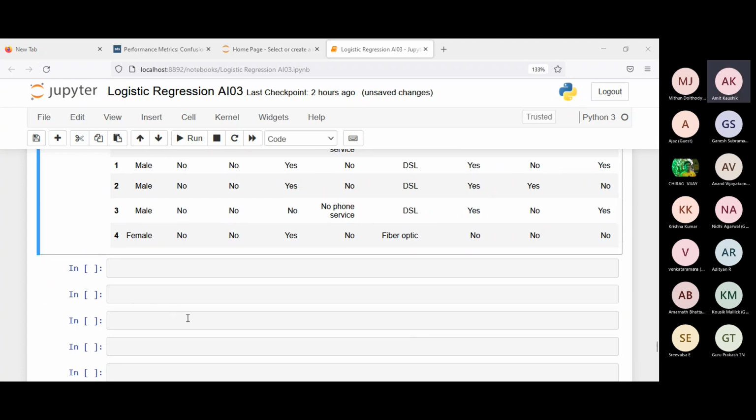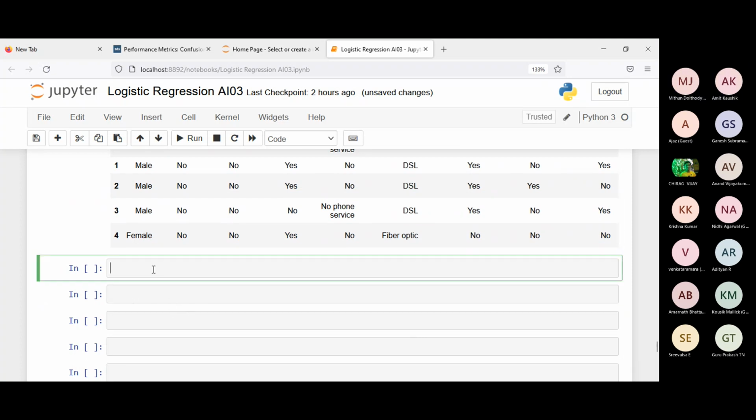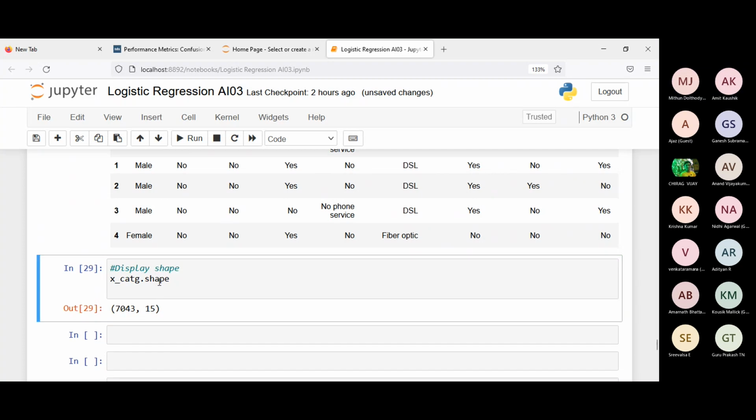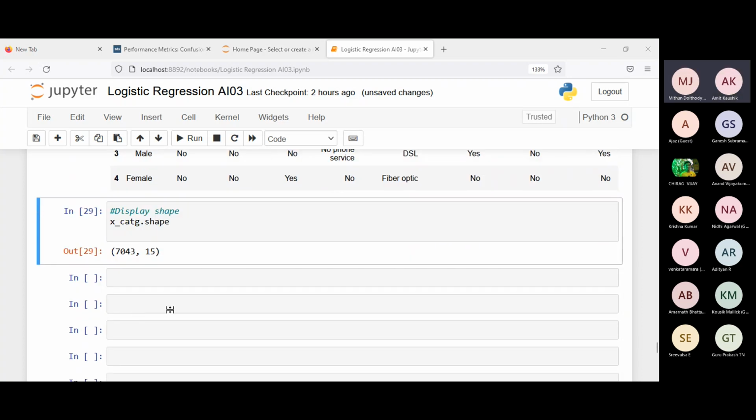Right. So check the shape. So 15 columns and 7043, that makes sense. This is what we have, right? Okay.